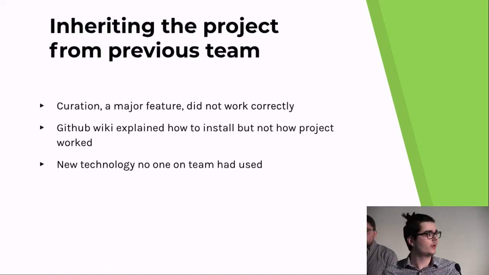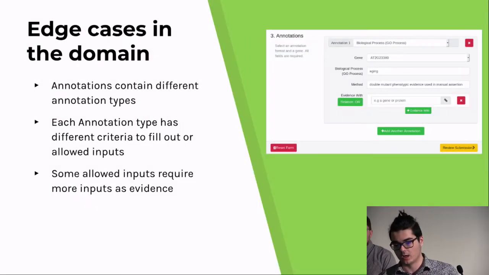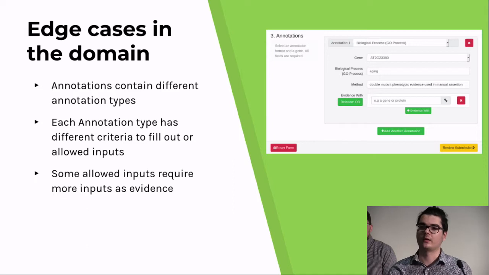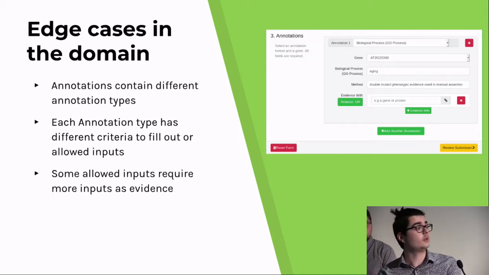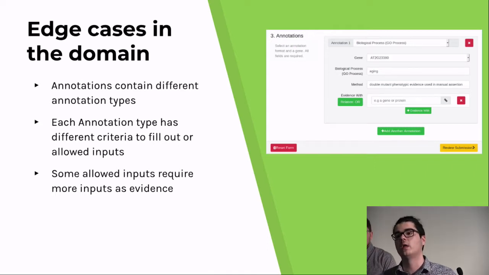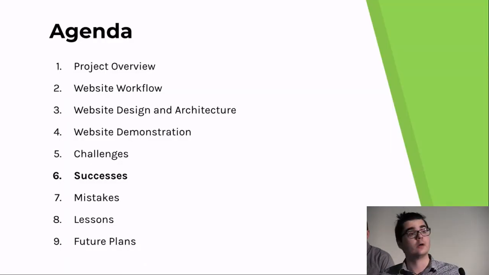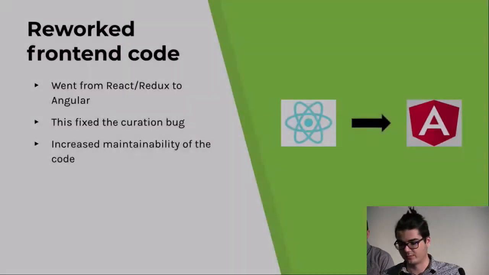Their documentation explained how to get things installed and running, but it didn't explain their architecture or how and why everything worked, and that made things hard to reverse engineer. Another challenge we had to get over is that, as you can see from the demo, there are a lot of different edge cases in this sort of system. A lot of annotations need specific information and others do not. Getting a handle on testing all of those edge cases proved to be a little difficult for the team. Now we'll talk about what went well during this project.